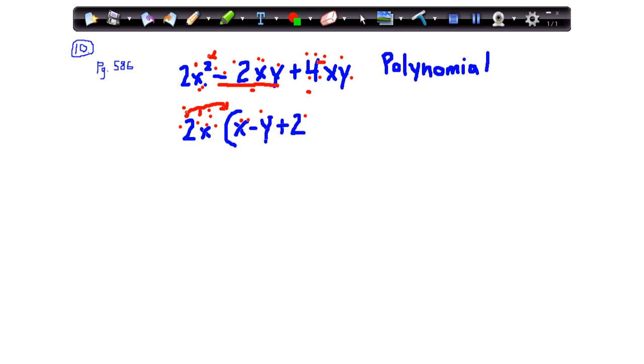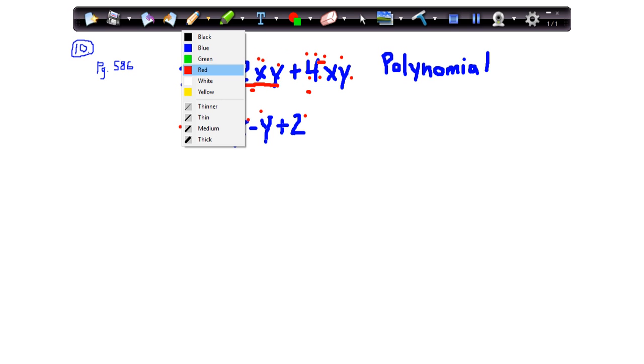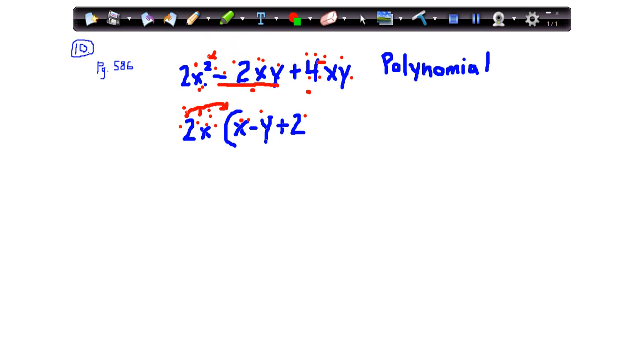Okay, so we have to bring the y down. Remember what I said we're doing? We're factoring this term, and when factoring, we're saying what makes up the term. And here we go. Okay, so we've actually factored all 3 terms. We have the 2x squared term, we have the negative 2xy term, and we have the plus 4xy term. You can see that. See?